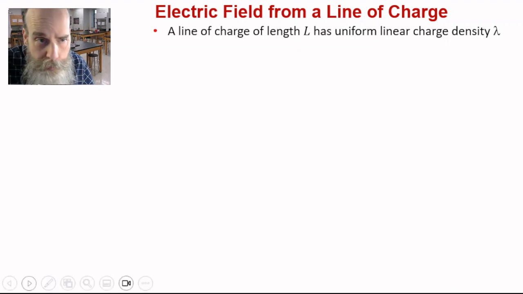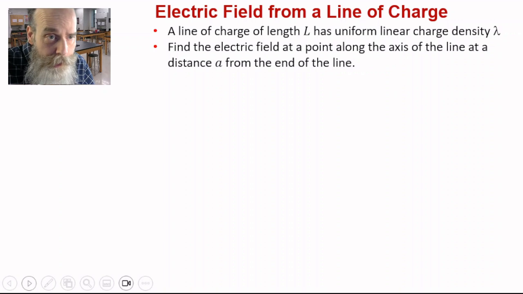So we have a line of charge which is of length L, and it has a uniform linear charge density lambda. Lambda is the charge per length. And we want to find the electric field at a point along the axis of the line of charge at a distance a from the end of the line.